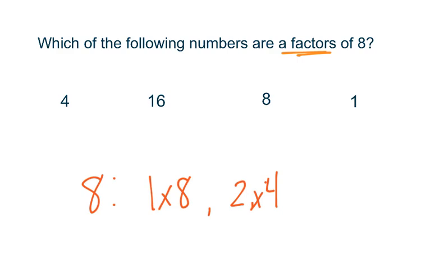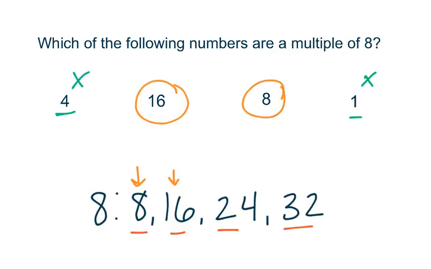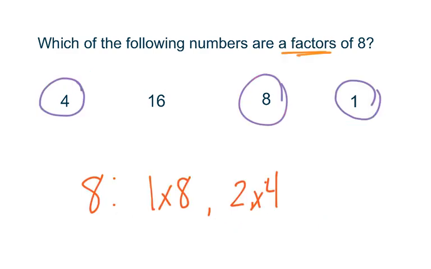So 4 is a factor. That's a number I can divide evenly into 8. 1 is always going to be a factor. And of course, 8 is also a factor of 8. So we have our multiples here, and our multiples are going to be skip counting or going up by 8, while our factors are going to be smaller than or equal to our number that we're starting with, and those are what we can divide evenly into our number. So that's how our factors and our multiples are connected.